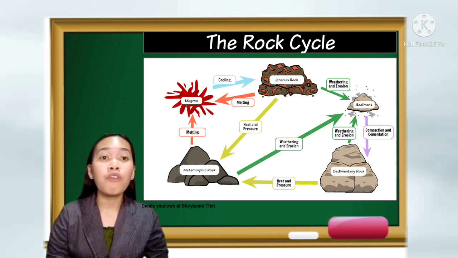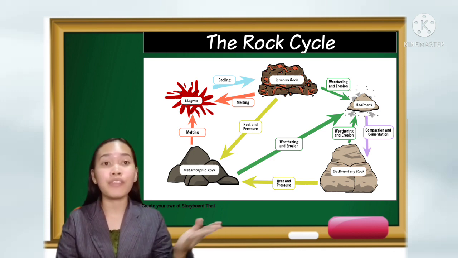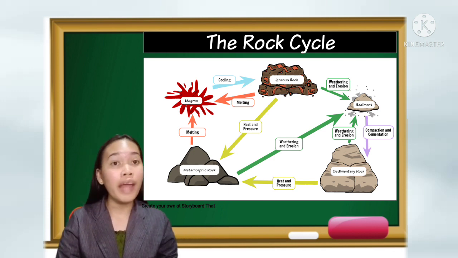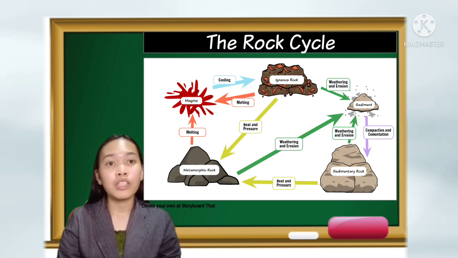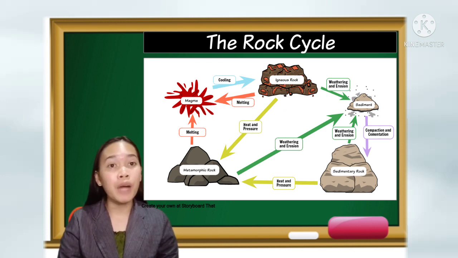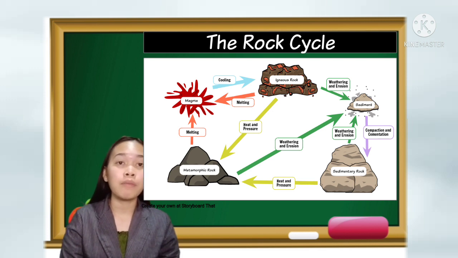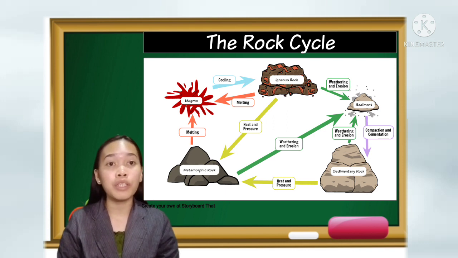Metamorphic rock can change into igneous or sedimentary rock. Igneous rock forms when magma cools and makes crystals. Please look at the diagram of the rock cycle. When the molten magma cools down, it becomes igneous rock. Due to the process of weathering and erosion, the igneous rocks will form into sediments. Due to the process of compaction and cementation, the sediments will become sedimentary rocks. But if weathering and erosion occur, the sedimentary rocks will go back into sediment.